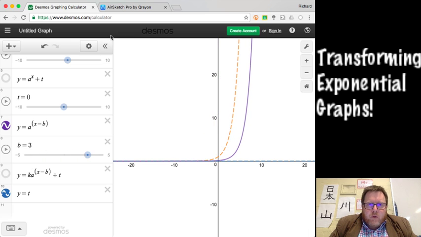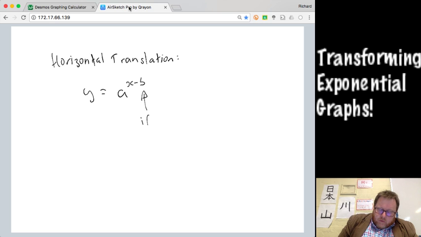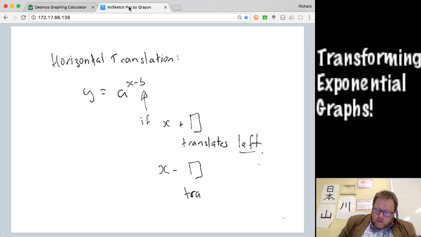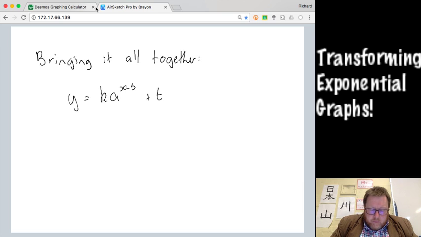Okay, so that's horizontal translations. Okay, so just remember, if you've got x plus something, it translates left. If you've got x minus something, it translates right. Like so. Okay, so if you keep that in mind, you'll be all right. So if we put all those things together, it would look a bit like that.